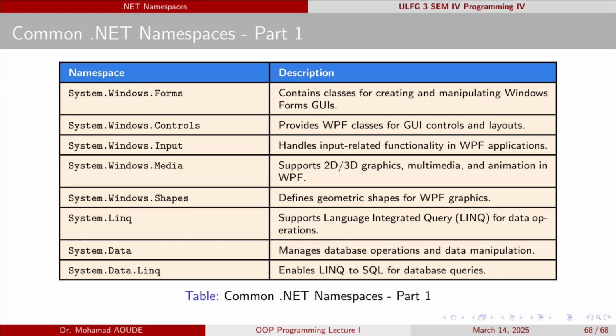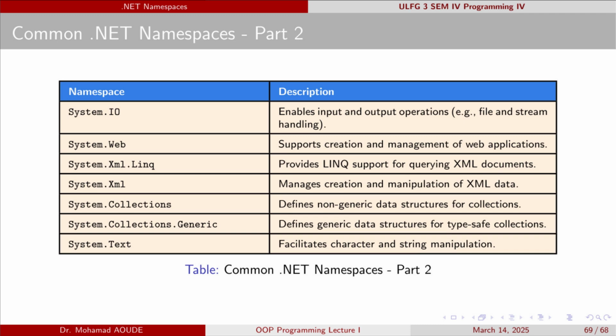Here are some important namespaces you'll encounter. System.Windows.Forms for building Windows GUI apps. System.Windows.Controls, System.Windows.Input, and System.Windows.Media for WPF applications. System.Linq and System.Data for querying and managing data. Understanding namespaces is crucial for using .NET libraries effectively.